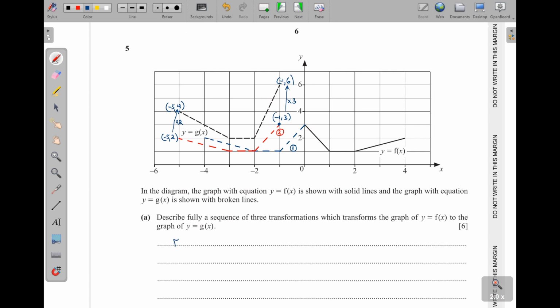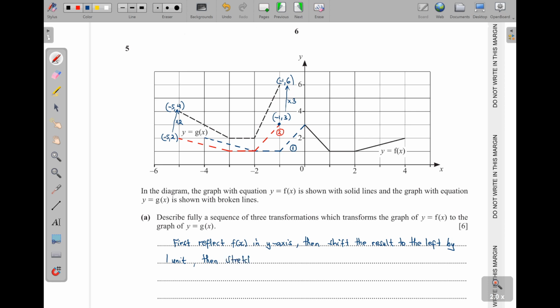So first, let me write something small here. First, reflect f of x in y-axis. So that is my first one. Then shift the resultant function to the left by 1 unit. All right. And finally, you stretch it.